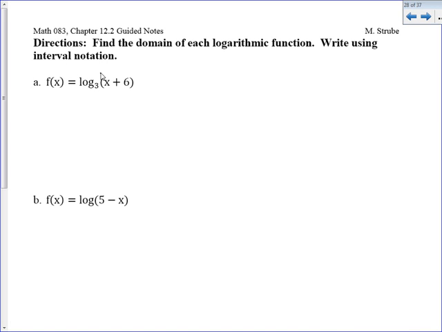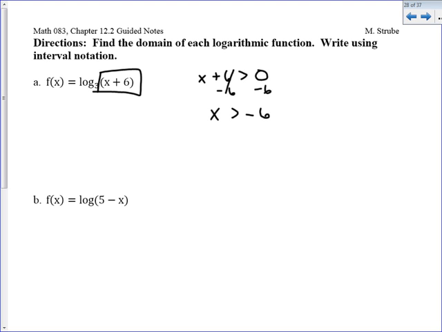So all you do is take the piece you're taking the log of and dump off everything else. All I'm concerned with is that x plus 6 has to be greater than 0. The base does not affect it. Base has no bearing on my domain. It's just whatever I'm taking the log of has to be greater than 0, and I want to solve it. So I'm going to subtract 6 from both sides. So I know x has to be greater than negative 6.